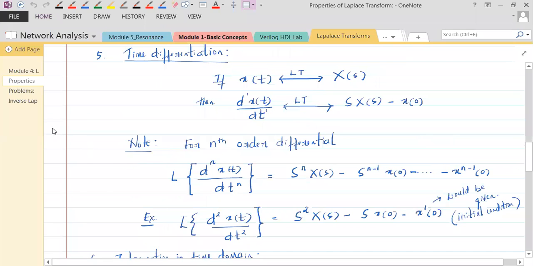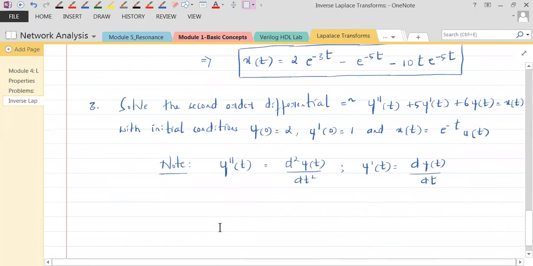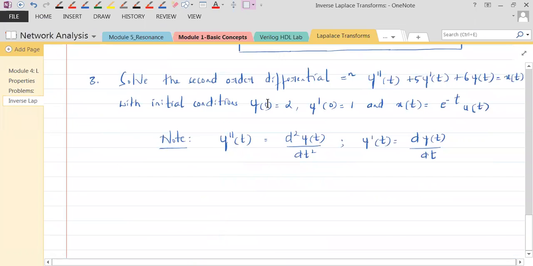Everybody understand that? So see here, that's why in the problem they have given us what is y of 0 and what is y dash of 0. These are all initial conditions which would be there when we apply the Laplace transform to the second order differential equation here. Understand that? Okay, so let's do this.